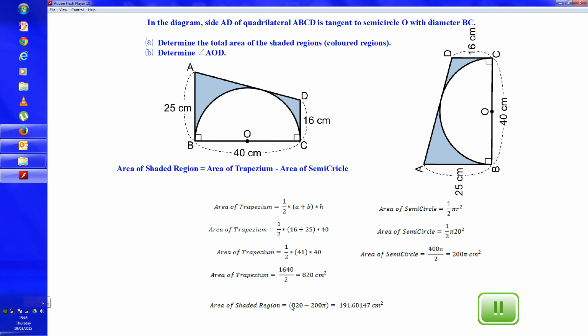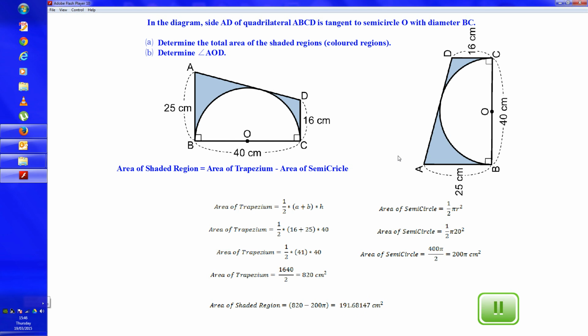Now the area of the shaded region, this is the blue region there within the quadrilateral, is 820, which is our quadrilateral's area, minus 200 pi, which is our semicircle area, which equates to 191.68147 centimeters squared, the area of our shaded region. That's our section A done.